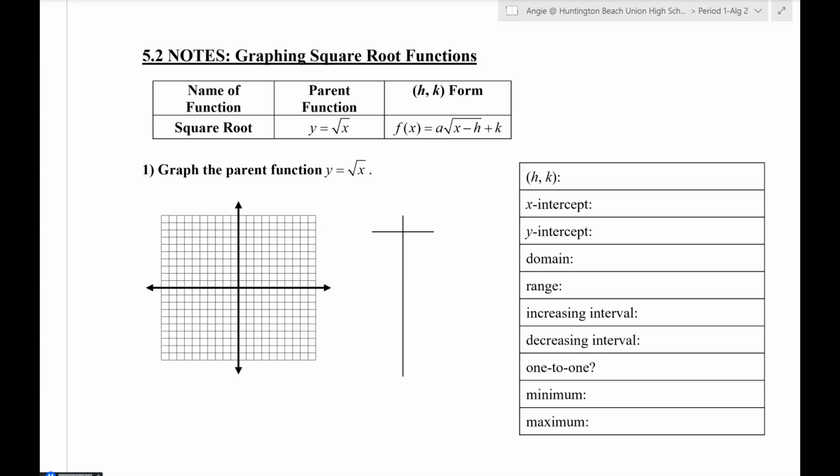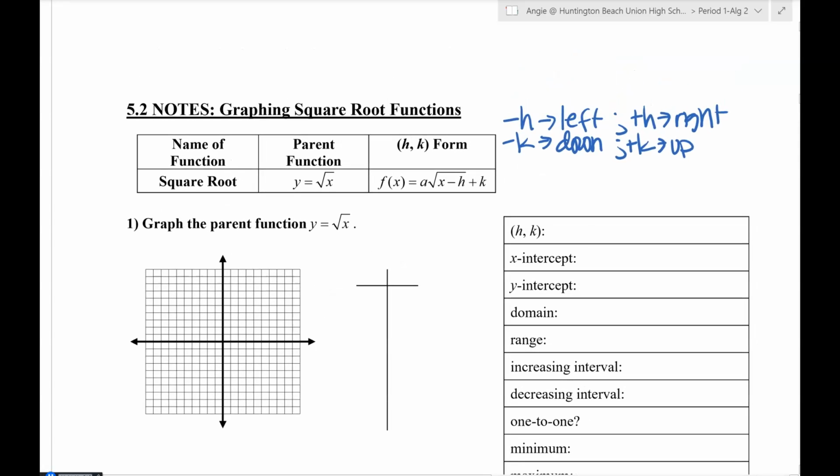So if you have a negative h value, then this is going to go left. If you have a positive h value, then it's going to be the translation to the right. Okay. Now, similarly with the k value, if it's a negative k value, we translate it downward. And if it's a positive k value, we translate it upward. So same exact transformations as before.